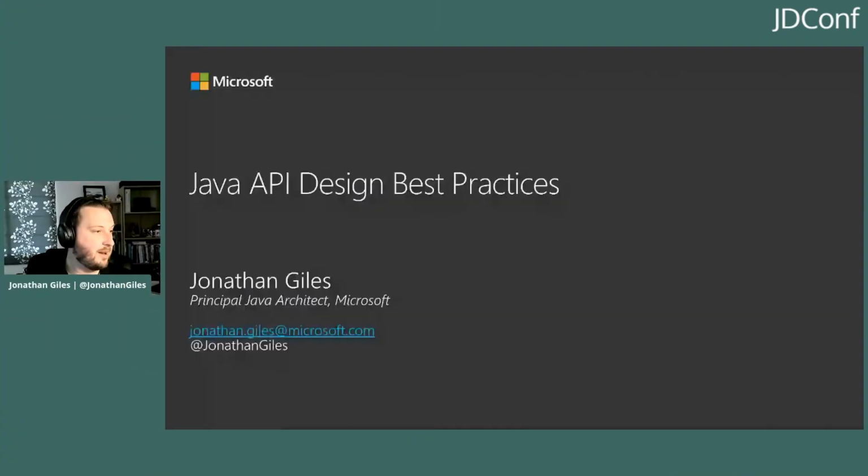My name is Jonathan Giles and I'm going to be talking to you today about Java API design best practices. I'm a principal Java architect at Microsoft, which basically means my team is responsible for building out the Azure SDKs. We want to connect to all of the Azure services and provide a really good developer experience for all our developers. We want it to be an idiomatic experience so that it feels like it's been designed by Java developers for Java developers.